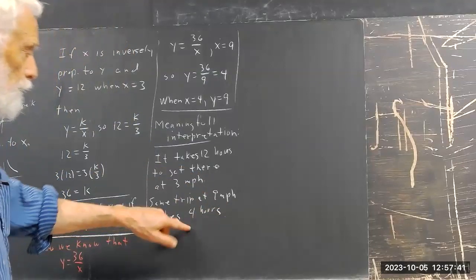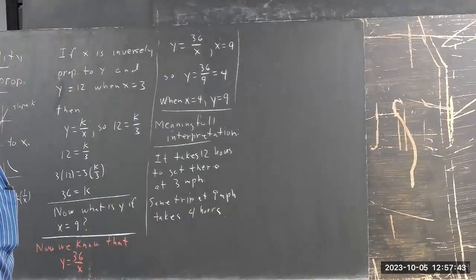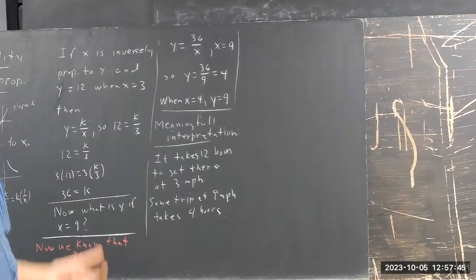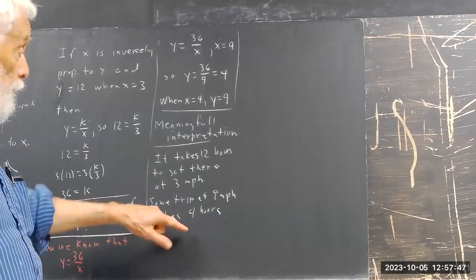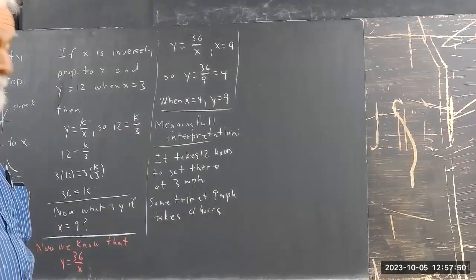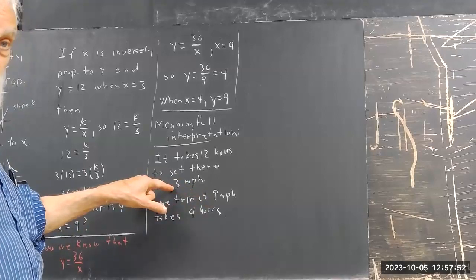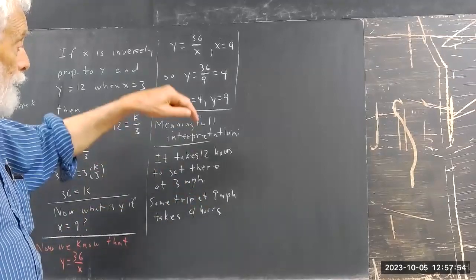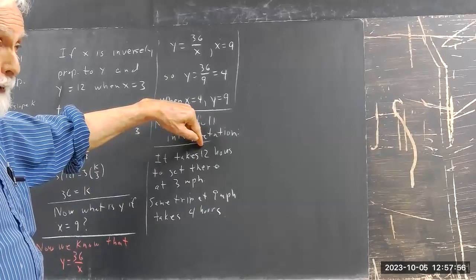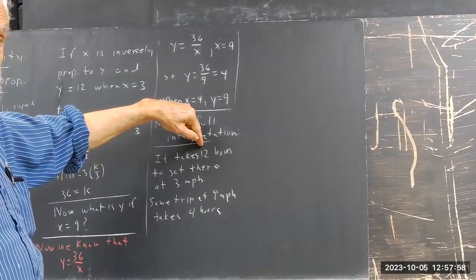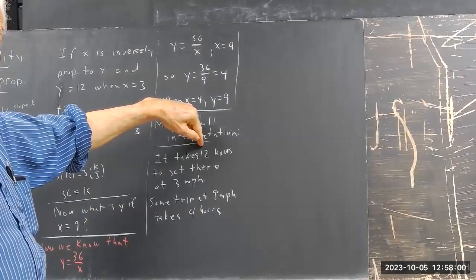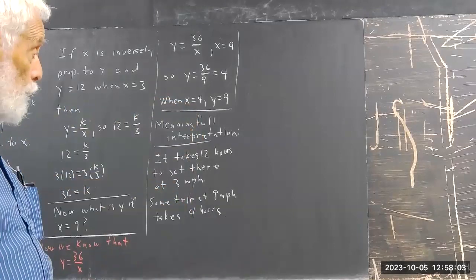Because the faster you walk, the quicker you're going to get there, right? And what you're doing is you're walking 3 times as fast, so you're going to take 1/3 as long. 9 miles an hour is 3 times 3 miles an hour, so you're going to get there 3 times as fast. 12 divided by 3 is 4. Now you could work it out that way.